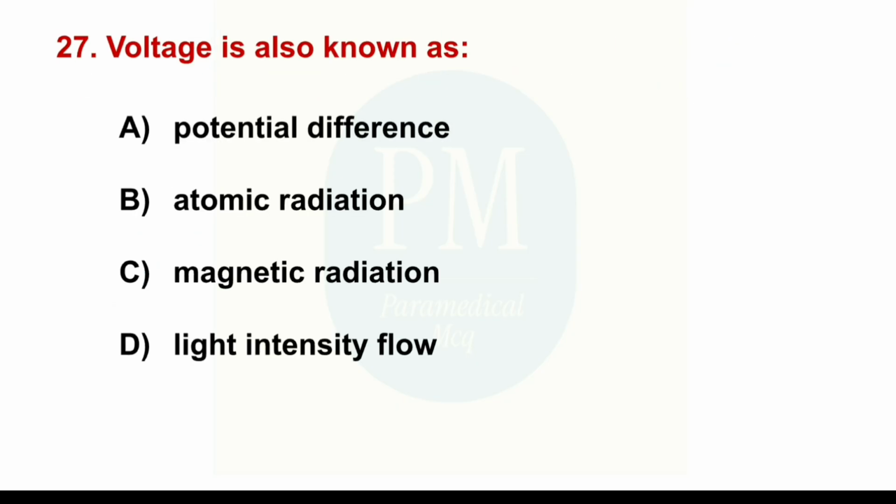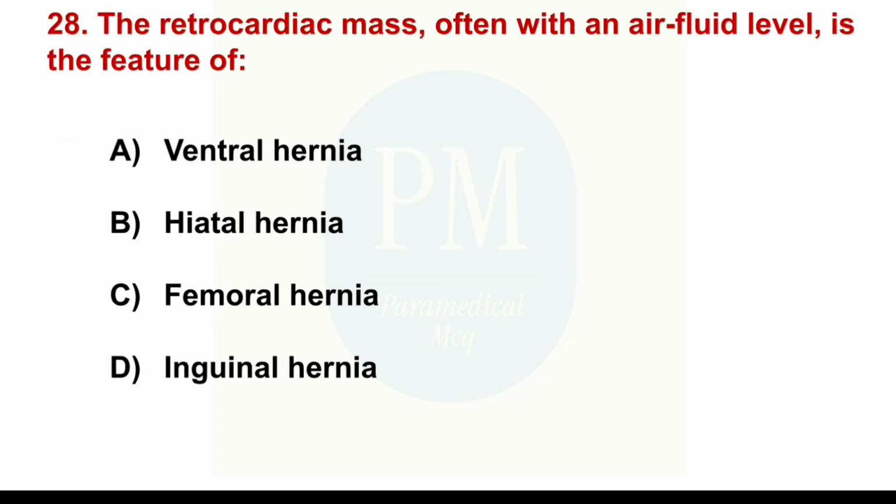Voltage is also known as option A, potential difference, option B, atomic radiation, option C, magnetic radiation, option D, light intensity flow. The correct option is option A, potential difference. The retrocardiac mass, often with an air fluid level, is the feature of option A, ventral hernia, option B, hiatal hernia, option C, femoral hernia, option D, inguinal hernia. The correct option is option B, hiatal hernia.